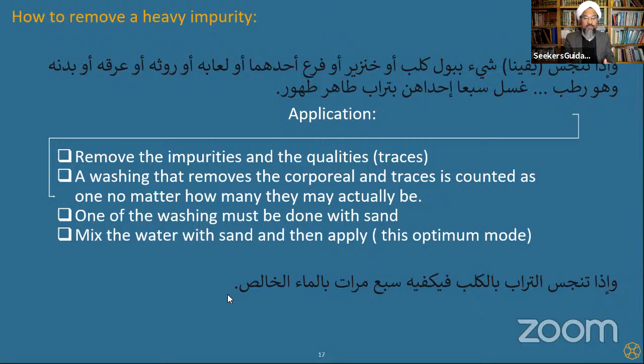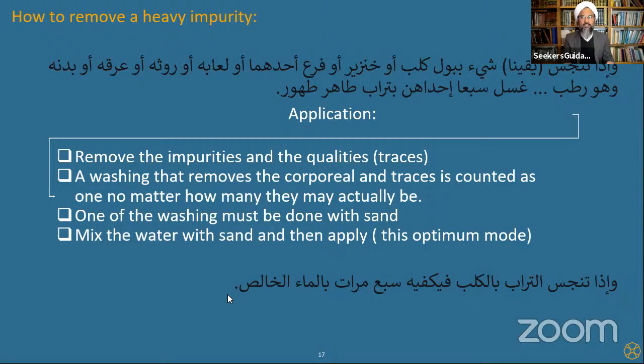A washing that removes the corporeal and traces is counted as one, no matter how many there may actually be. So you're really struggling to remove the impurity, and you wash it 6 times. And only in the process of washing the saliva 6 times do you actually remove the corporeal and traces. Then that is considered to be one wash, and Allah SWT knows best. Of the washings that you do, one of the washings must be done with sand. The optimum way of using sand would be that you mix the sand with the water, and then you apply that mixture to the affected area, and Allah subhanahu wa ta'ala knows best.